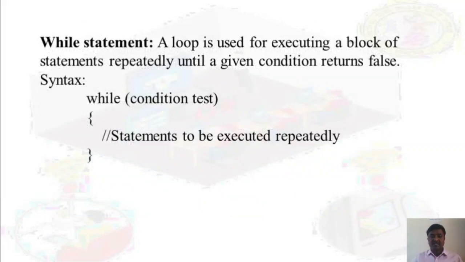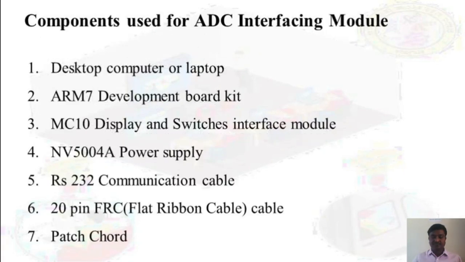Now we are using a C statement, that is the while statement. A loop is used for executing a block of statements repeatedly until a given condition returns false. The syntax for this is: while (condition) { test statements to be executed repeatedly }.